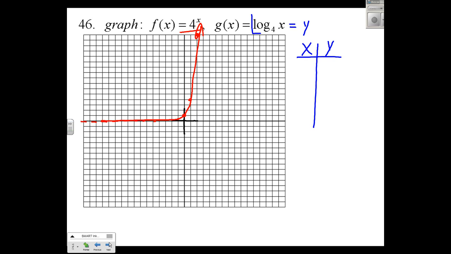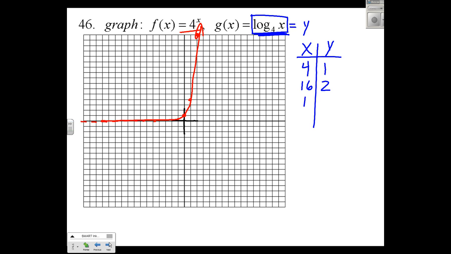I know that this is the exponent that turns 4 into x. What would good values of x be? In other words, if I had 4 to some convenient values, what does x need to be? Well, if x was 4, the exponent that turns 4 into 4 is 1. And if x is 16, the exponent that turns 4 into 16 is 2.